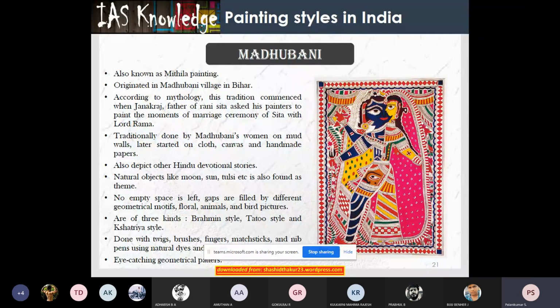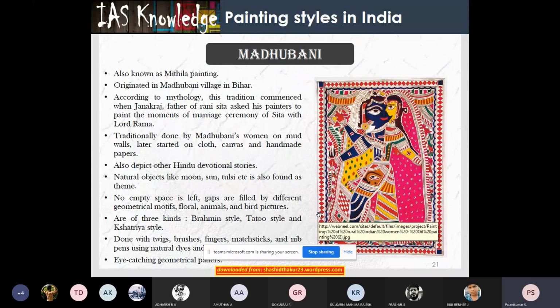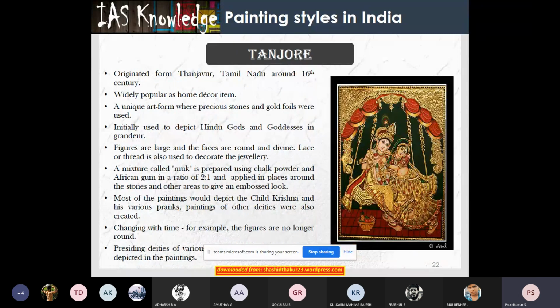Even now it is done in Madhubani by women on mud walls. Okay, and they paint natural objects like moon, sun, tulsi, etc. also found with the theme. In this, it will not be the exact resemblance of the actual figure like the previous one, but it uses a lot of colors, a lot of meaningful things. The particular advantage of this is that it's done with twigs, brushes, fingers, matchsticks and nib pens. They do not use any other material like paper and cloth.